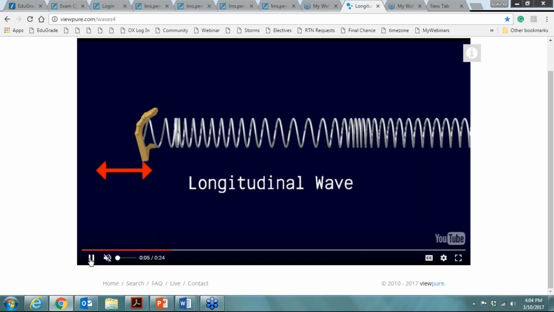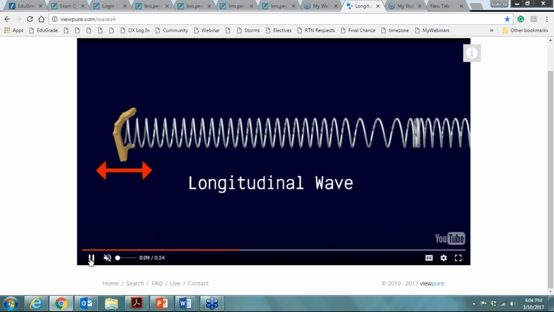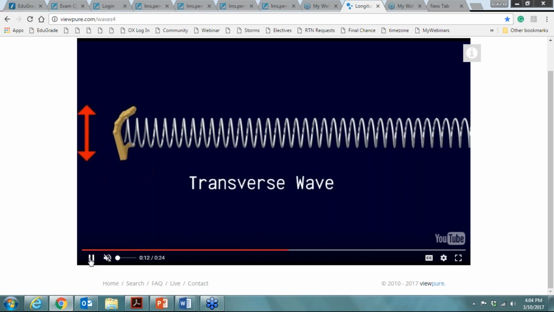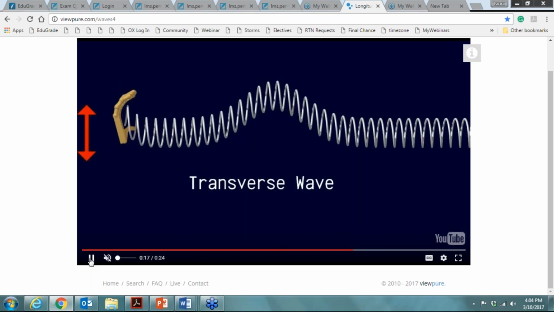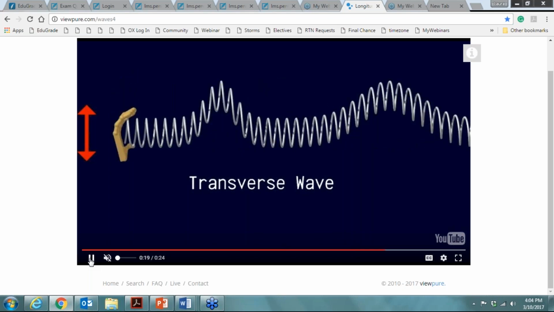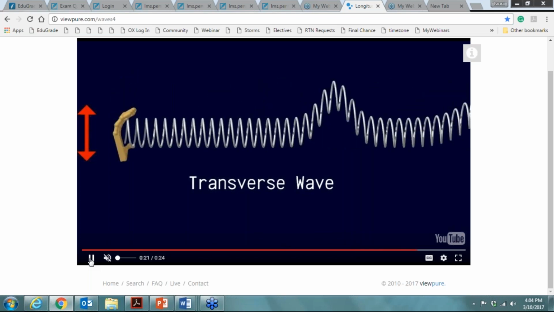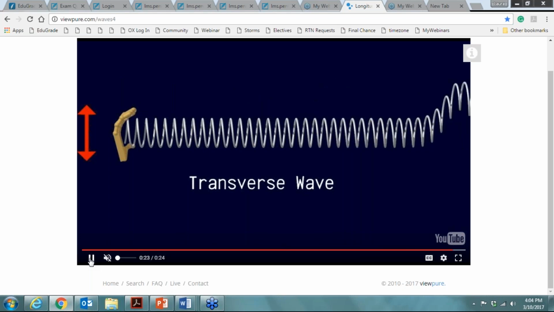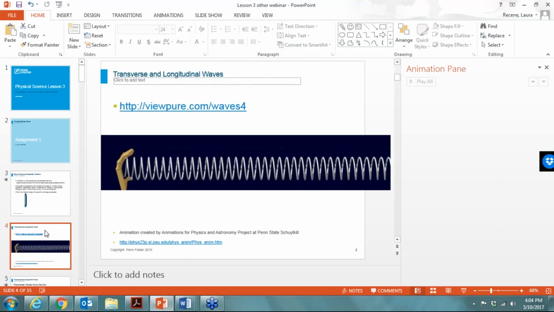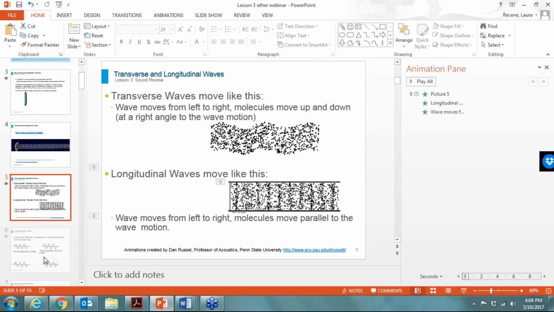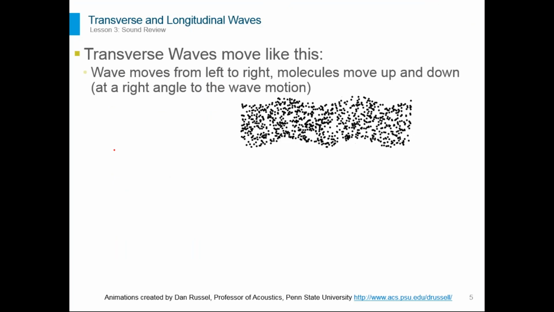The other kind of wave is called a transverse wave, where as the vibration moves up and down, the wave still moves to the right. So those are moving at right angles to each other. Okay, so when you see them in molecules, it looks a little bit like this. Your transverse wave, the molecules are moving up and down, but the energy of the wave is moving left and right. It's kind of sending the wave along.